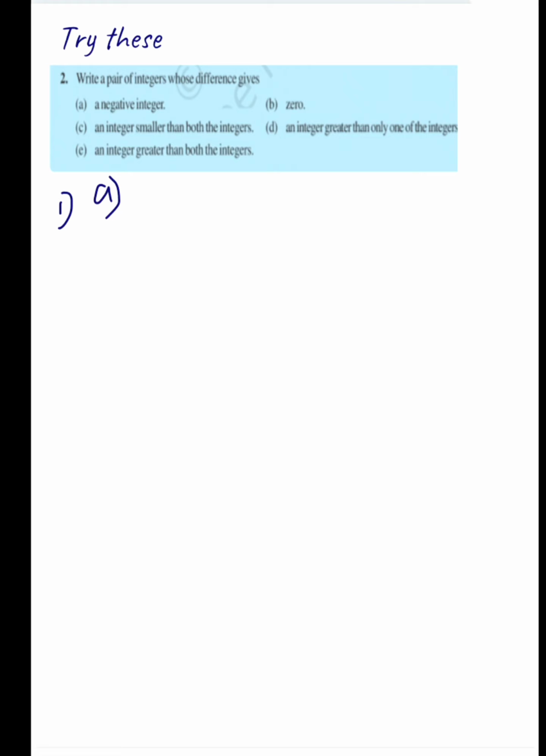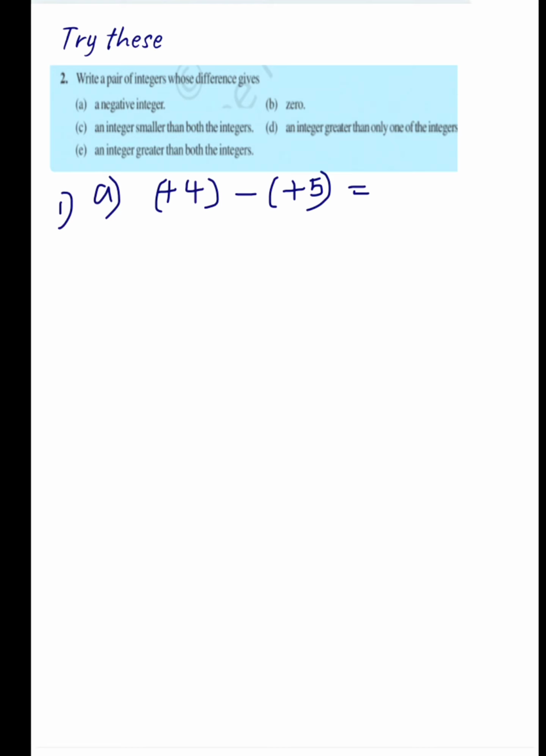So in the case of the first question, you need to get a negative integer as the answer when you do the subtraction. You know that when you are subtracting a bigger number from a smaller number, you will get the negative integer as the answer. Suppose we are subtracting plus 4 minus plus 5. That is, we are subtracting a bigger number from the smaller number. Then you will get the answer as a negative number.